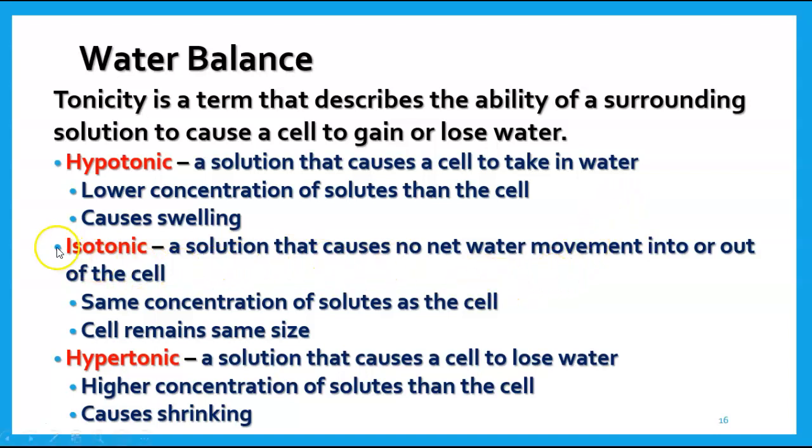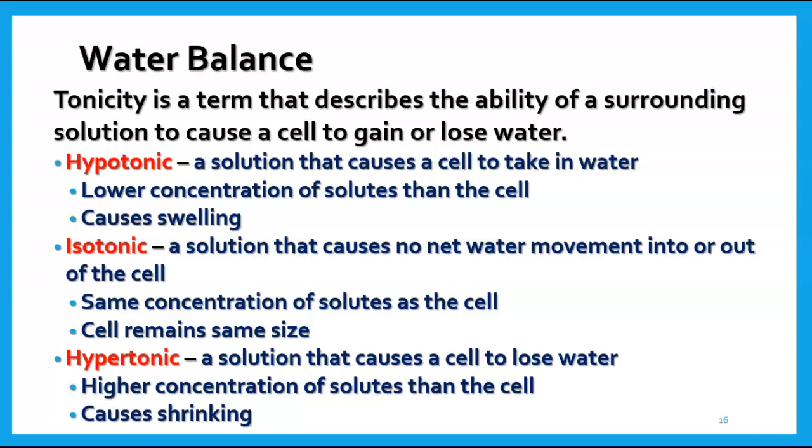An isotonic solution, iso means the same, is a solution that doesn't cause any net movement of water into or out of the cell. The water molecules are always going to be moving. Some will move in, some will move out, but you won't have a gain of water molecules in one place or the other. Basically, an isotonic solution has the same concentration of solutes that the cell has, and therefore the cell is going to remain the same size, and it's not going to swell, and it's not going to shrink.